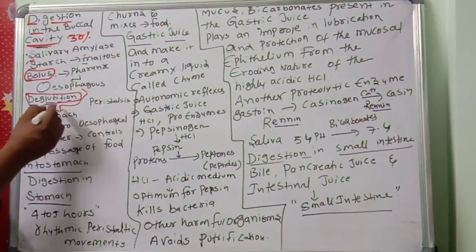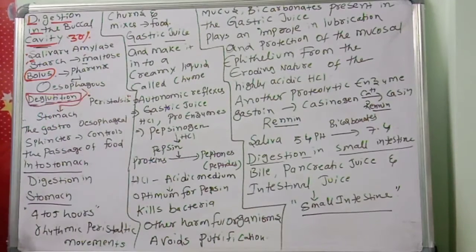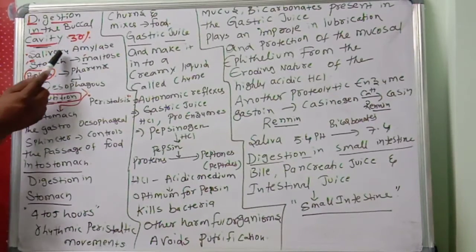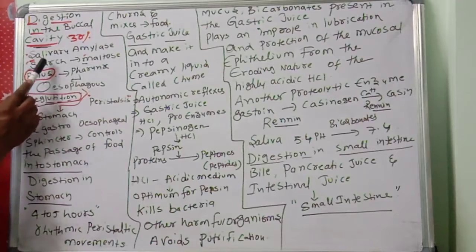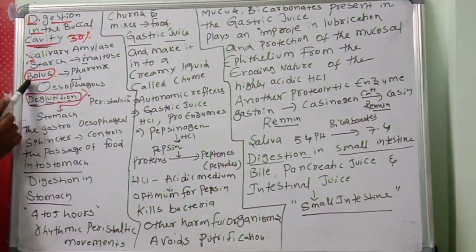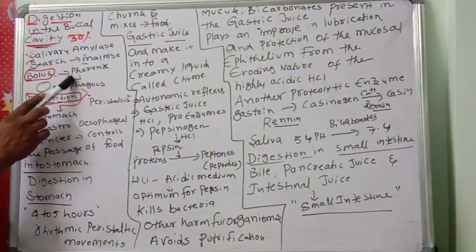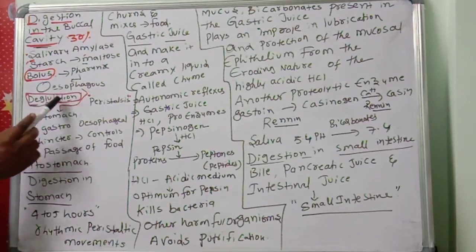Then in the esophagus, through the peristaltic movements, the food reaches which part? The stomach region. So salivary amylase digests the starch and converts it to maltose, then forms the bolus. 30% of the starch will be converted into maltose. That bolus moves to the pharynx, then from the pharynx to the esophagus. That swallowing process is called deglutition.